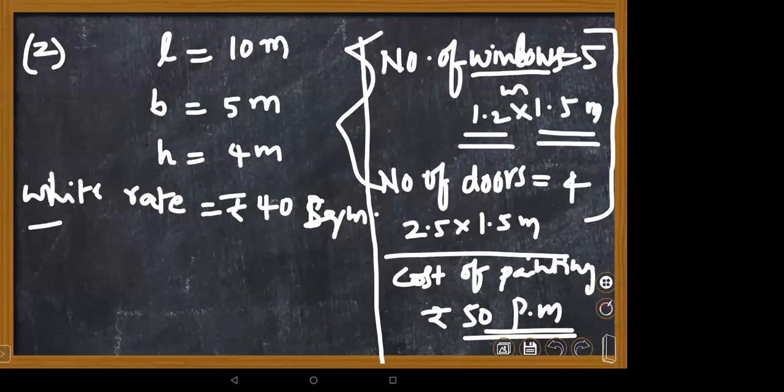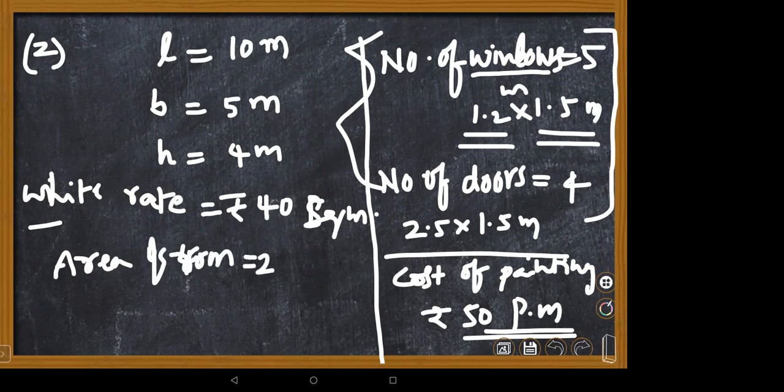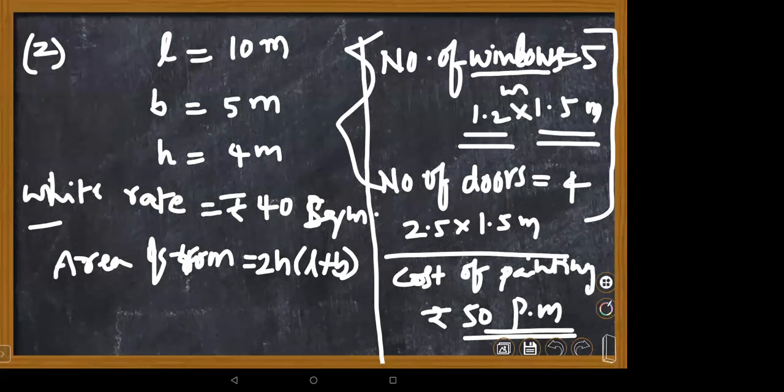Sahu, 1 minute, let me help the students. Children, first task, what you should do? You need to find the area of 4 walls. What is the 4 walls area of a room? It is 2h into L plus B, 2 into 8 plus 15, which is 120 square meters. So the area you are getting is 120 square meters.